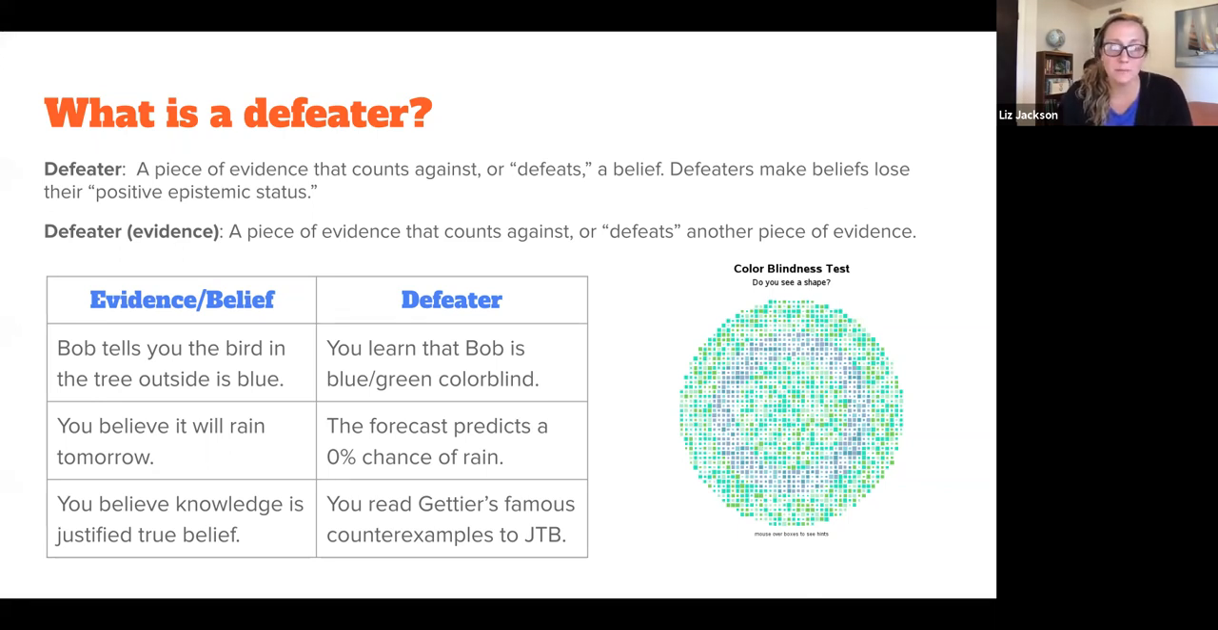Here's another example. Maybe you believe knowledge is justified true belief. This was a thing that many epistemologists thought for a long time. And this definition of knowledge actually can be traced back to Plato. But Edmund Gettier famously gave a counterexample to the justified true belief theory of knowledge, cases of justified true belief that aren't knowledge. So you might believe knowledge is justified true belief, and then you read Gettier's famous counterexample, and then you get a defeater for your belief that knowledge is justified true belief.